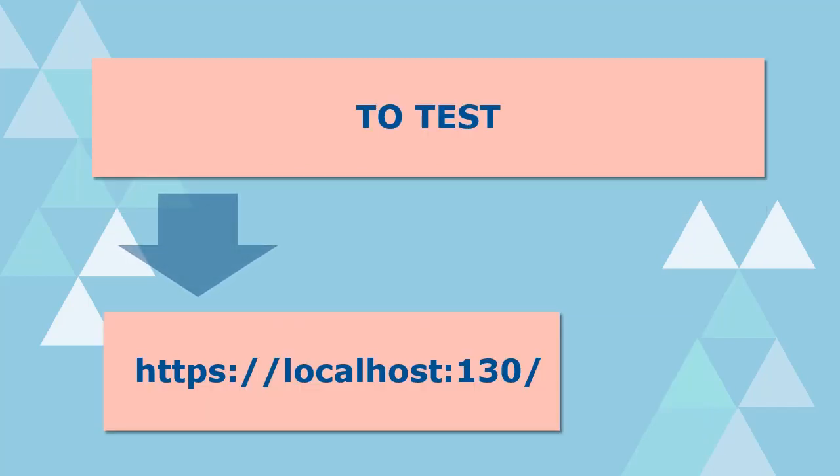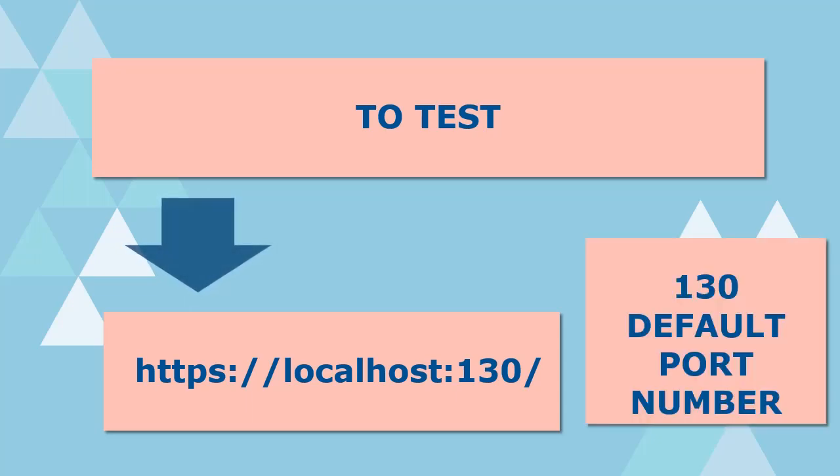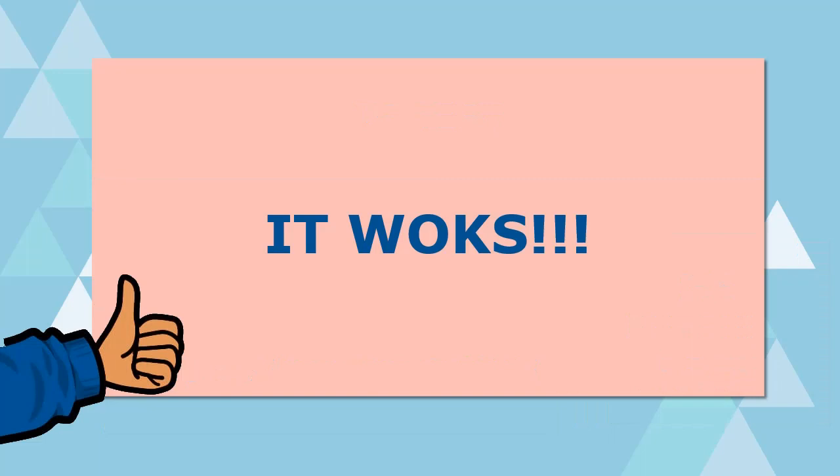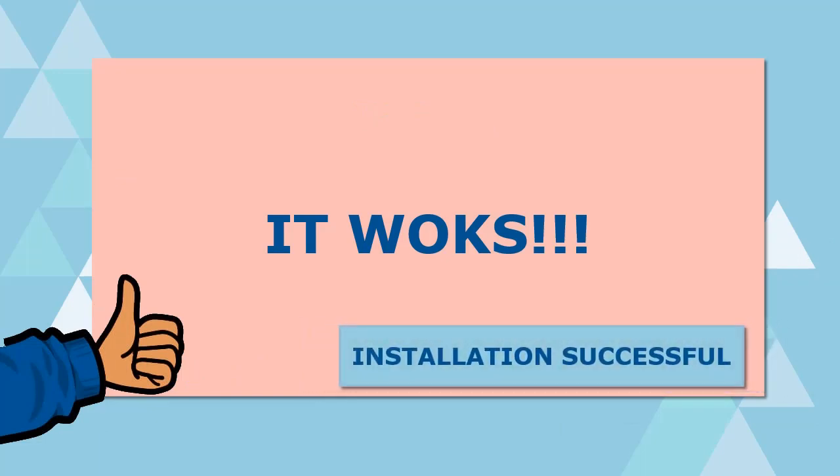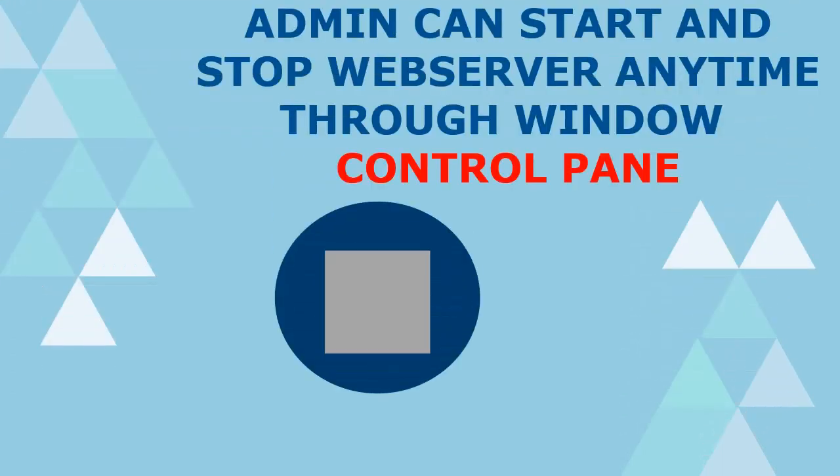In this link, 130 is used because 130 is the default port number taken by the software. If the output page says it works, web server is successfully installed. Admin user can start, stop and restart the web server service at any time through Windows control panel.